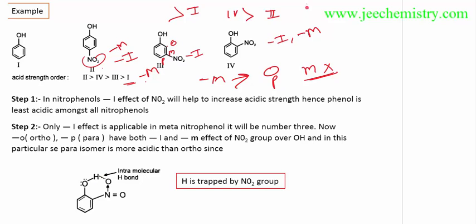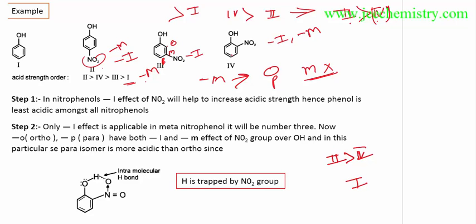That's why this condition will change, and now the second will be more acidic than the fourth. The second will be more acidic than the fourth. Now this point is clear: the second is more acidic than the fourth. And one is clear, that the first will come in the last position.